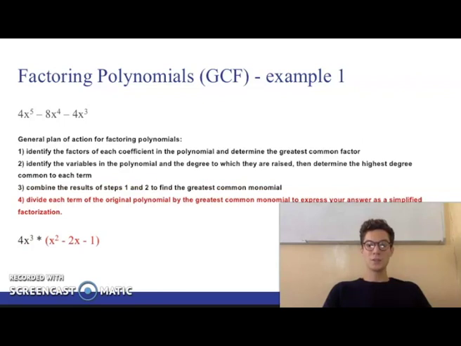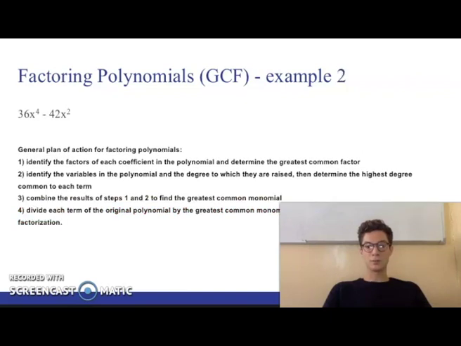When we divide each term in the original polynomial by the greatest common monomial, which is 4x cubed, we get the expression x squared minus 2x minus 1. The final factored solution would be 4x cubed times the quantity x squared minus 2x minus 1. While there are lots of steps, the arithmetic is quite straightforward. Let's do another example to practice.